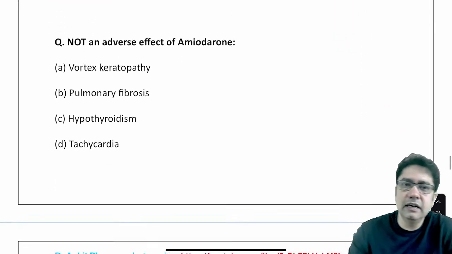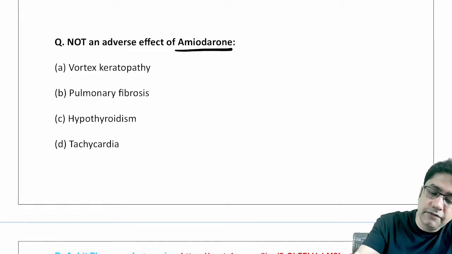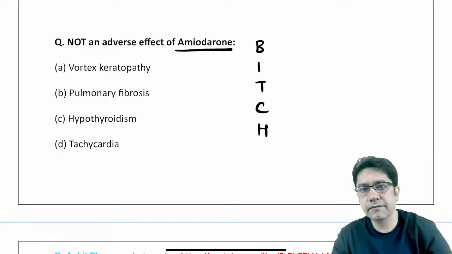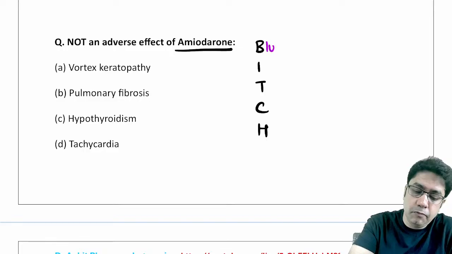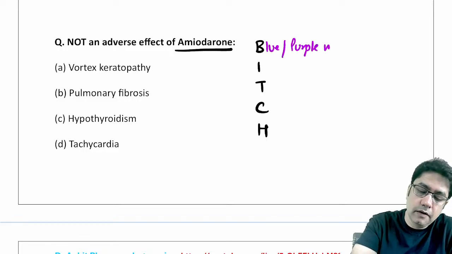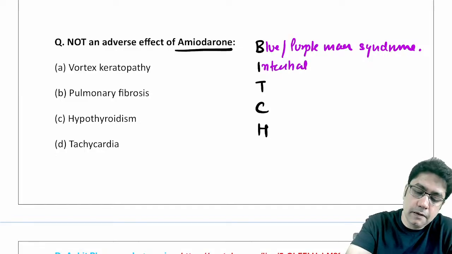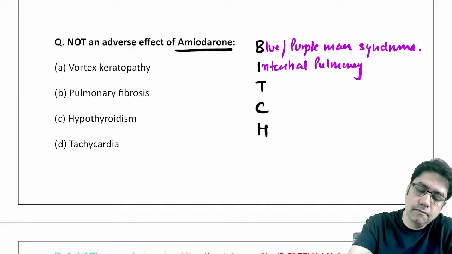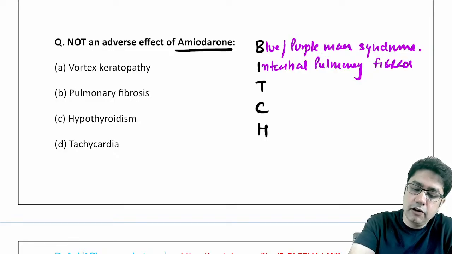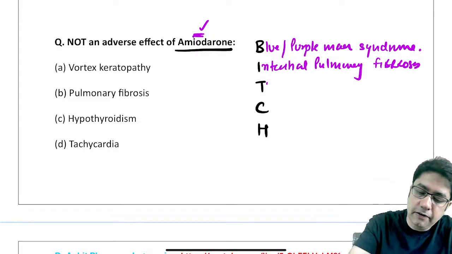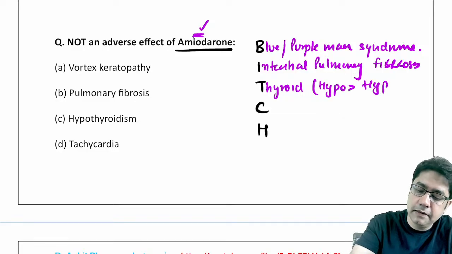So what is the not adverse effect of amiodarone? Amiodarone adverse effects, you can write a mnemonic. Amiodarone can cause blue or purple man syndrome because the color of skin becomes purple. It can lead to interstitial pulmonary fibrosis. Amiodarone, remember the IOD word is coming. It has iodine in it, and because of iodine, it can cause thyroid abnormalities. Both hypo and hyperthyroidism can happen.